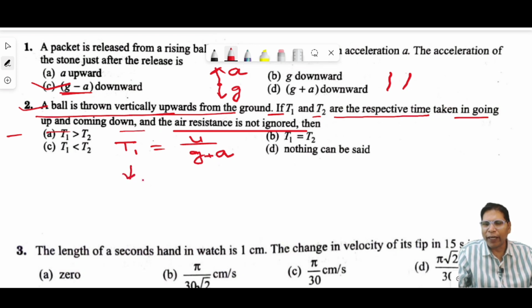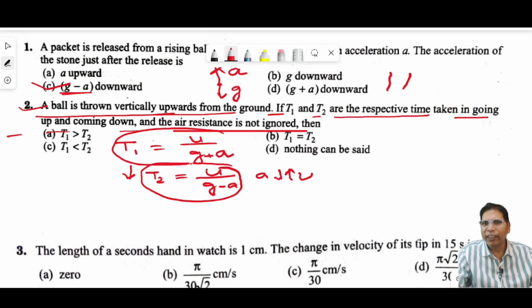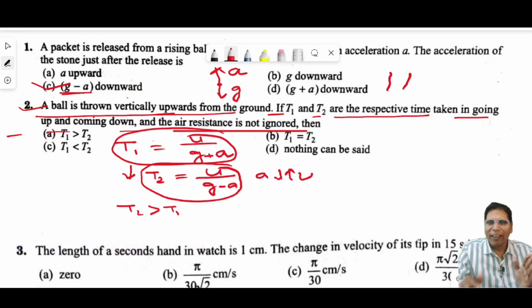And during falling, that is the time of descent, T2 equals u divided by... here g is in the downward direction but a is in the upward direction. a is always directed opposite to the direction of motion. So look at this figure. This is greater than this. Therefore, T2 is greater than T1. So the time of descent is greater than the time of ascent. So this option is correct. Yes.